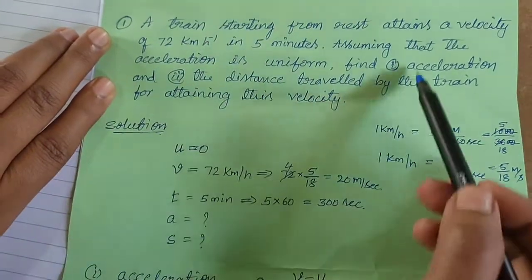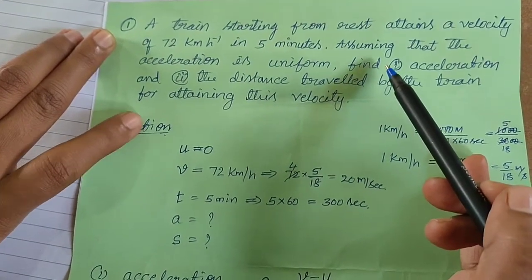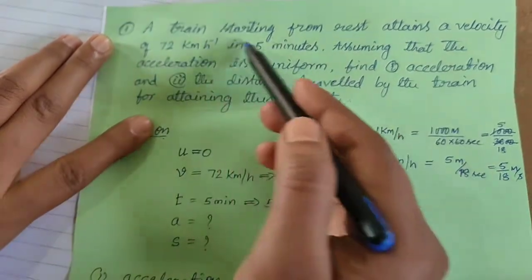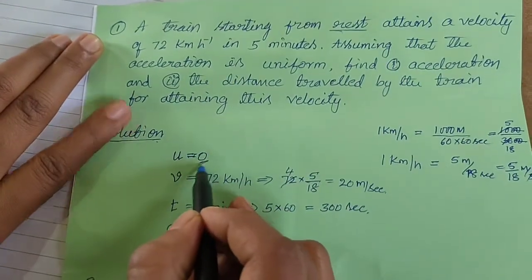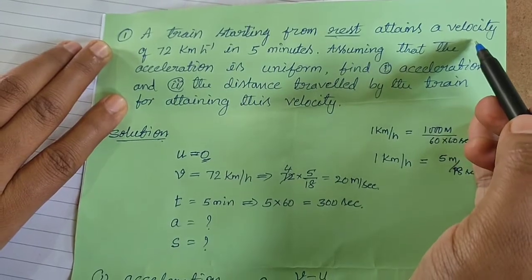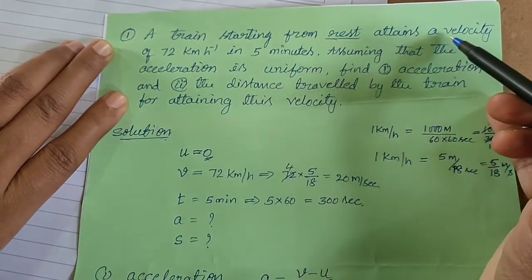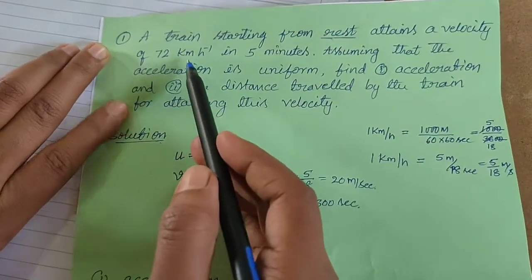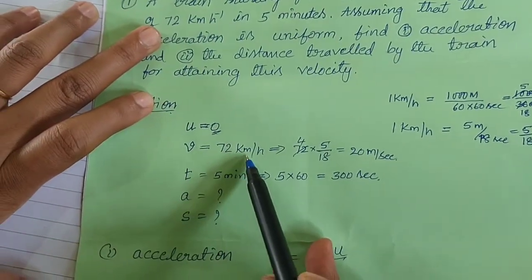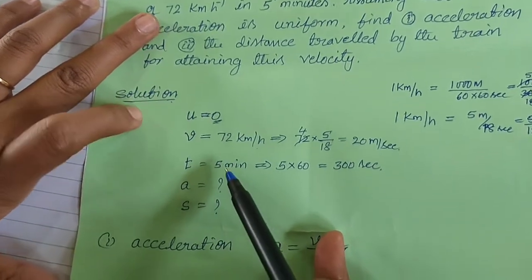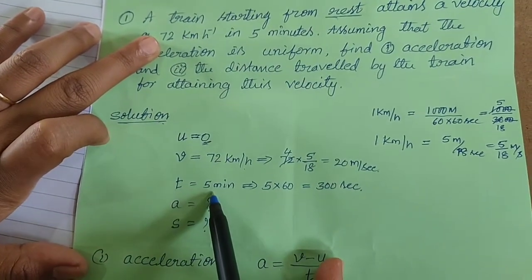Students, we can read the question carefully and collect the data from that problem. I will read the question once again. A train starting from rest. Rest means the initial velocity will be 0, and it attains a velocity of 72 km per hour. So initially it is at rest, after that it gets a velocity of 72 km per hour. So the final velocity will be 72 km per hour in 5 minutes. To attain this 72 km per hour, it takes 5 minutes, so time will be 5 minutes.